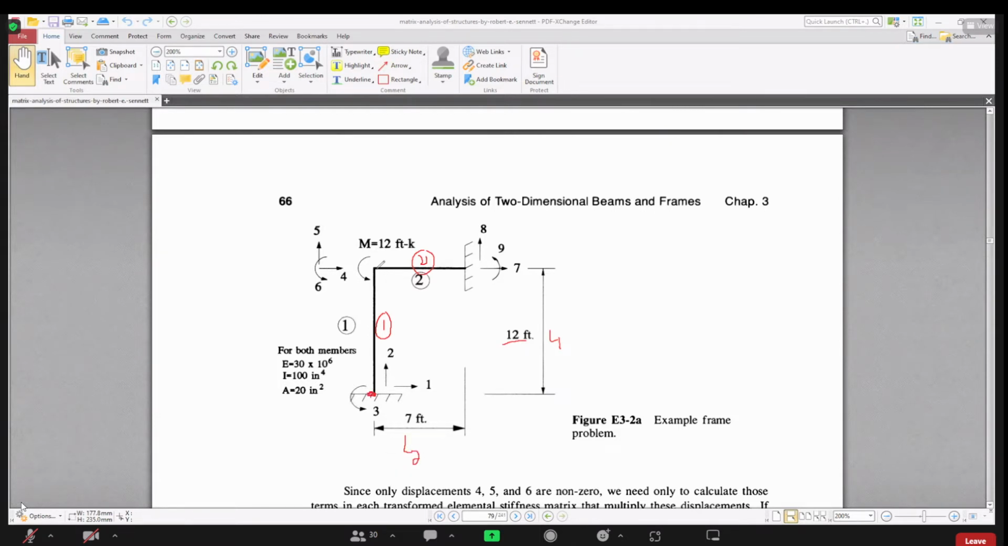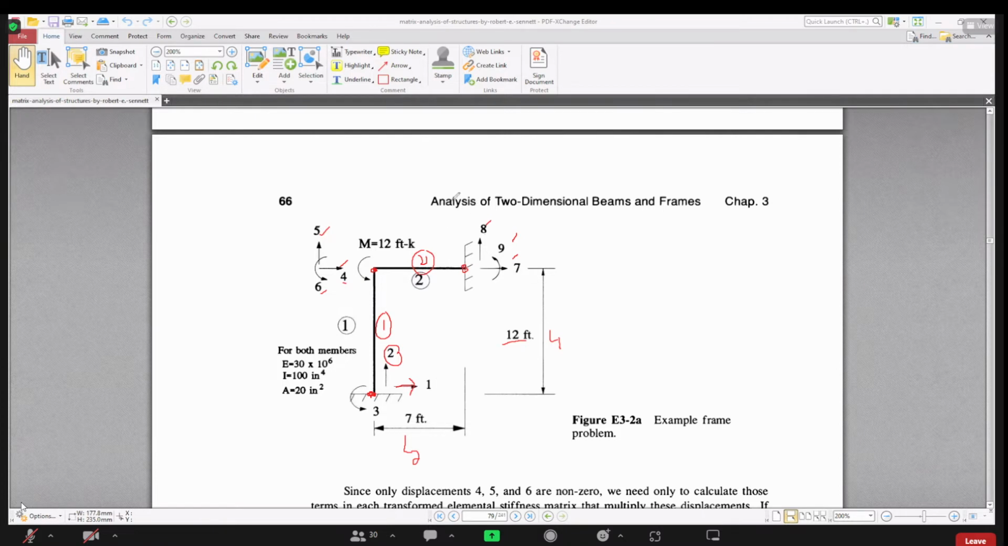So assuming this is node 1, this is node 2, and this is node 3. Take note of this: 1 is translation along x, 2 is translation along y, and 3 is the rotation. Then 4, 5, 6, and 7, 8, 9. The numbering should be divisible by 3: 1, 2, 3 is one set, 4, 5, 6 is another set. You start with translation along x, followed by translation along y, then the rotation or the moment.